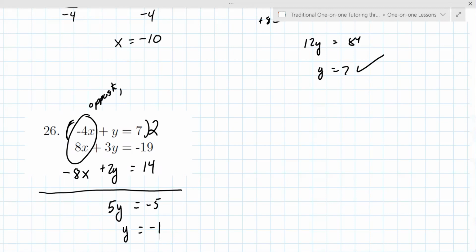Okay. So go ahead and find the x value for me, and then we'll move to one more question like this before moving on to another type of systems. X equals -2.